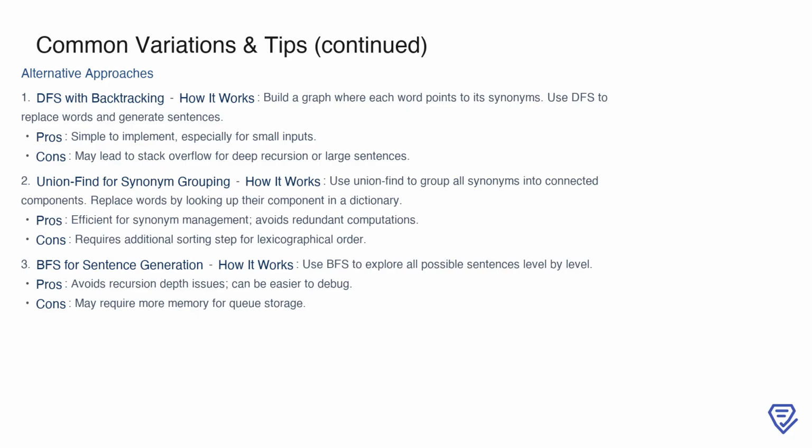Another option is using Union Find to group synonyms into connected components. This method efficiently manages synonym relationships and avoids redundant computations, though you'll need an additional sorting step to ensure lexicographical order. Finally, a breadth-first search for sentence generation explores all possible sentences level by level. This avoids recursion depth issues and can be easier to debug, but it may require more memory to store the queue. Choosing the right approach depends on the trade-offs you're willing to make in terms of simplicity, efficiency, and memory usage.